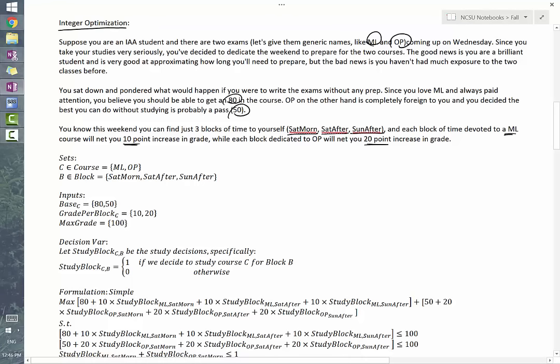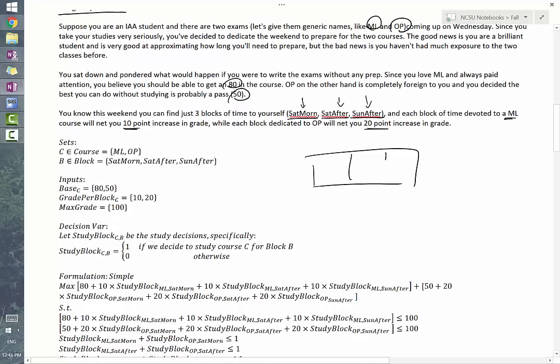Or let's think of it this way. We have 3 blocks of time, and for each time we have to make a decision on whether I'm going to dedicate that time to studying ML or studying OP. So really your decision is over 6 variables, where you can make decisions like this.